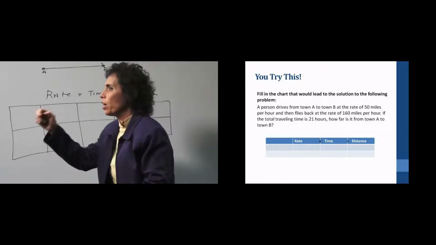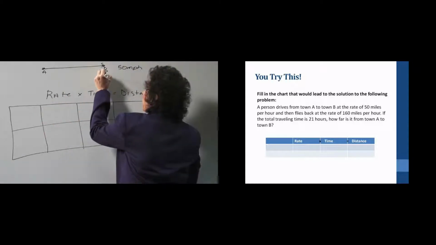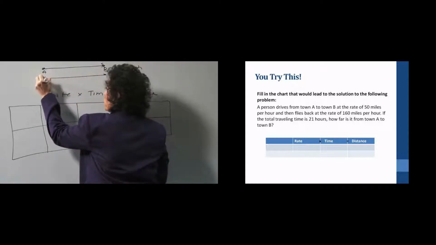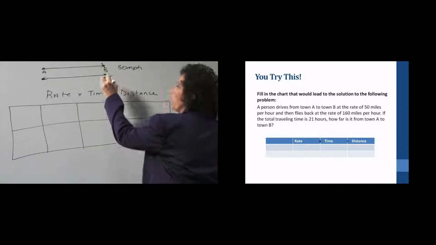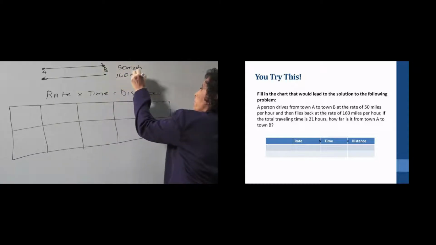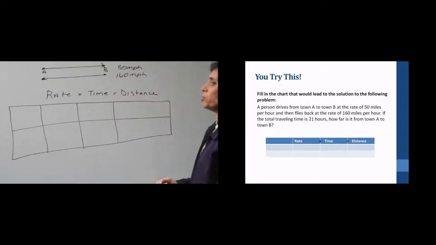So first they're driving, and then they fly back from B to A, and they're flying at the rate of 160 miles, a little faster, 160 miles per hour. If the total traveling time is 21 hours, how far is it from town A to town B? That's what we're asking you to do.